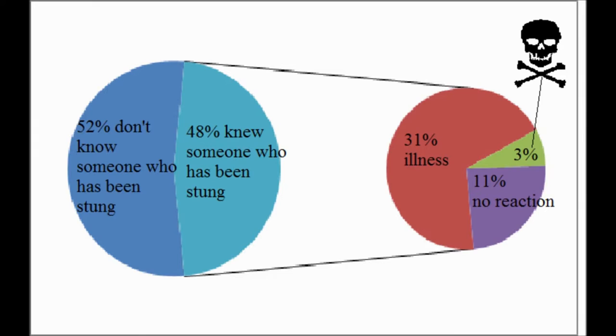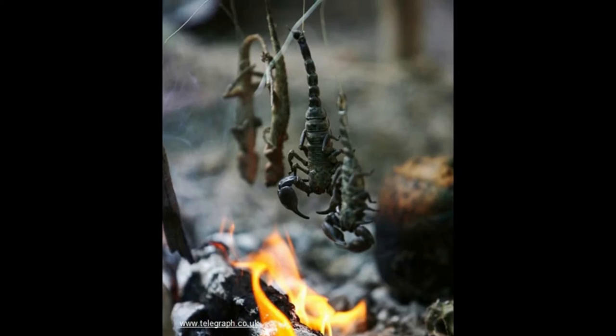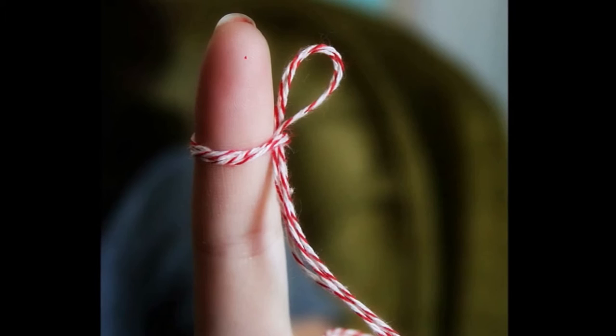48% of all interviewees knew someone that had been stung, with 31% of these victims becoming ill, 11% had no reaction, and 3% died. A number of different home remedies were listed as treatments for scorpion stings, such as drinking sugar water, roasting and eating the scorpion, cutting the sting site and squeezing venom out, drinking milk, tying the sting site, snake bottle, drinking mud water, spitting on the sting site, eating charcoal, and eating herbs.